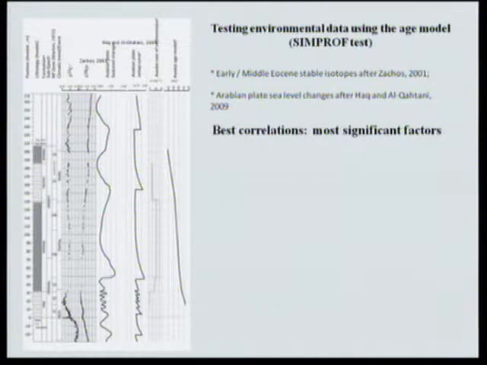Now let's do more than this. Let's test the environmental data using the age model. If we have an age model, we can take the sea level changes, the Arabian plate sea level changes, and we can take the isotopes of Zachos. If somebody knows, Zachos is the famous isotope curve of the Paleogene. And we can also try to use the rate of sedimentation using the age model. And we're trying to ask a question.